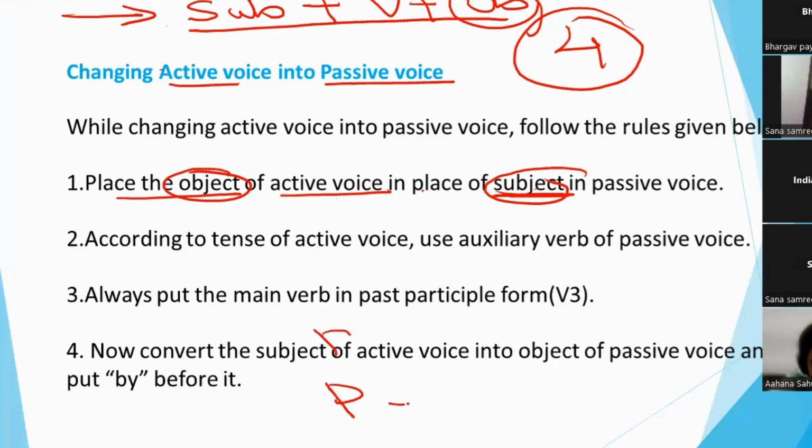Suppose this is our passive voice that we have to make from the active voice. So what you have to do? You have to place the object of the active voice in place of the subject, that is at the very beginning. This is rule number 1.